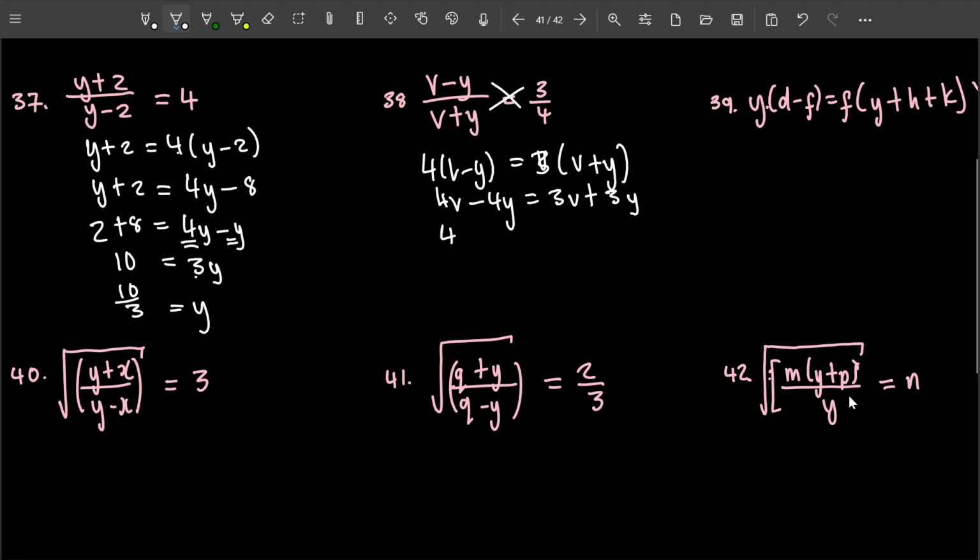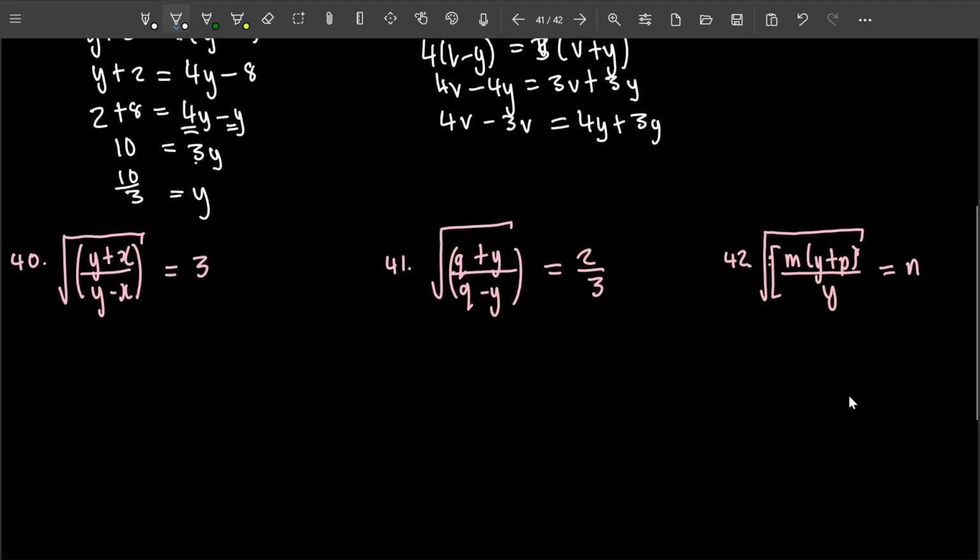So I have 4v on the left. The v's are coming there definitely. 3v will come, so it'll be minus 3v is equal to, this 4y goes to the right, becomes 4y plus 3y was already there. It's still a 3y, positive 3y. 4v minus 3v is v.